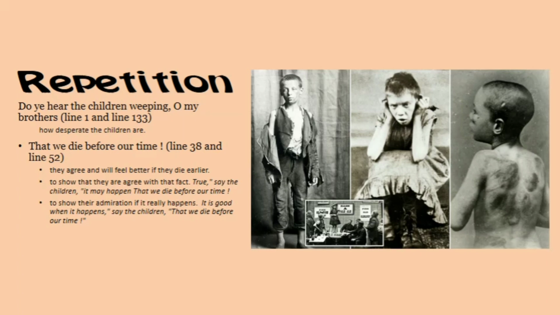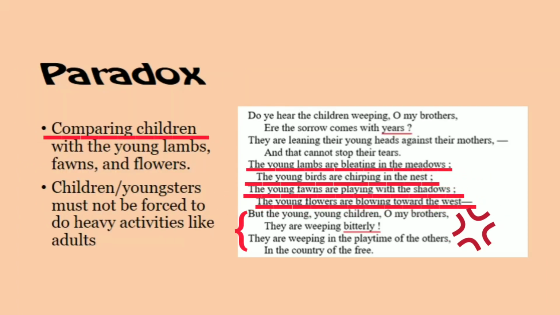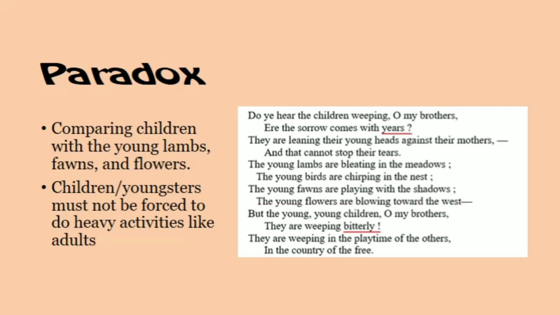"True, say the children, it may happen that we die before our time." And the second one functions to show their admiration if it really happens. "It is good when it happens, say the children, that we die before our time." This is useful to convey the message that children or youngsters are not justified to be forced and should still be playing, not forced to do heavy activities like adults.